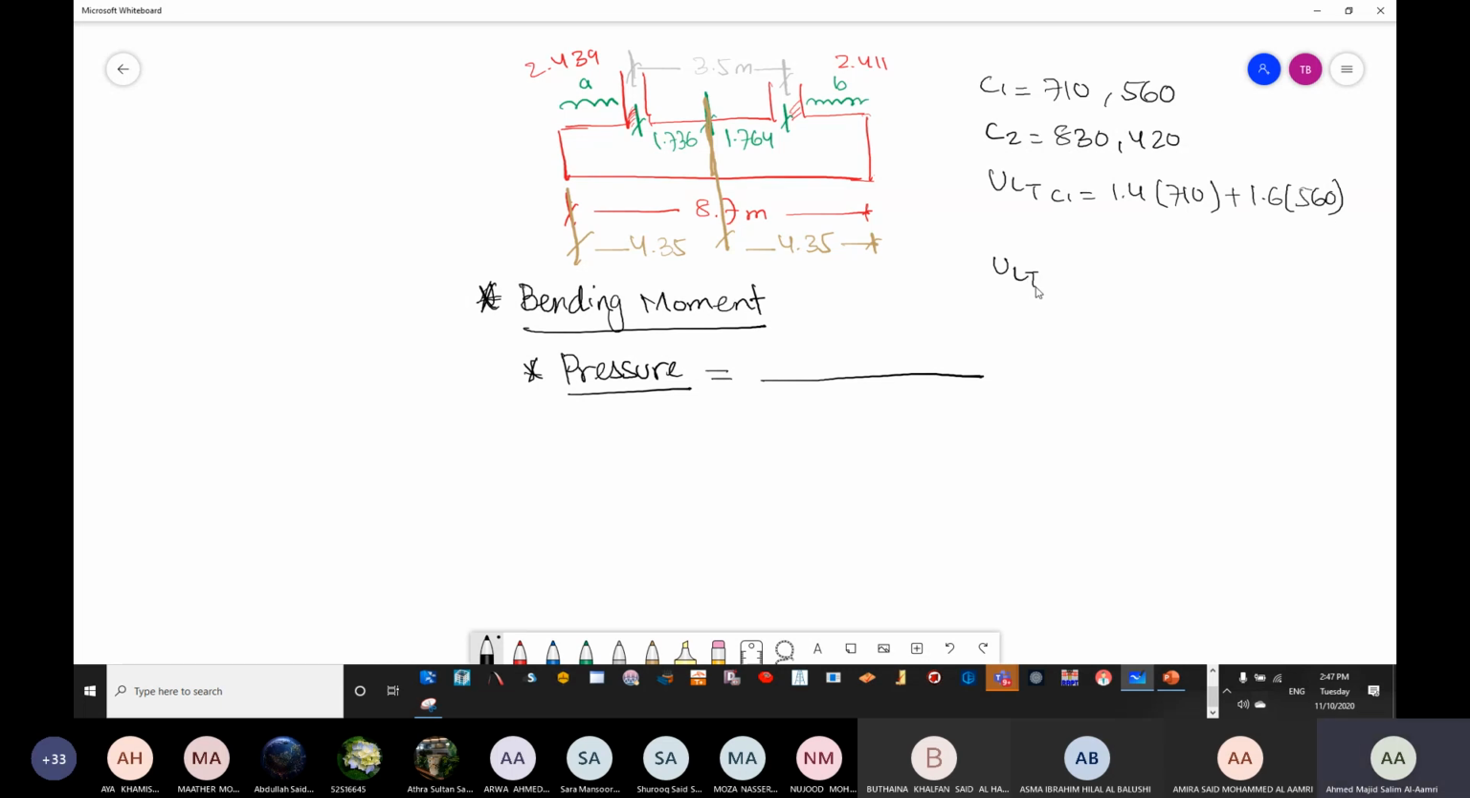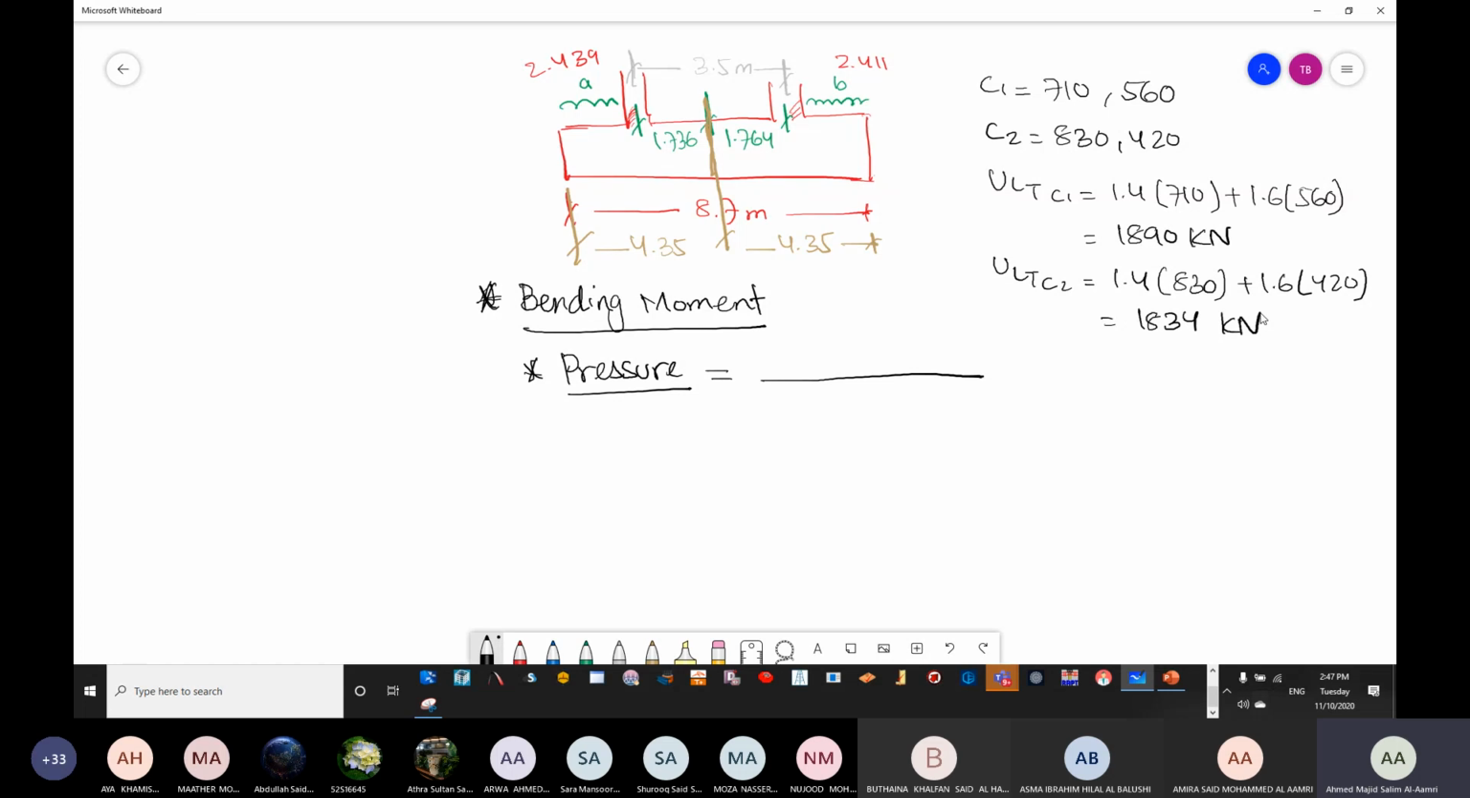And then we have ultimate for column number two. We have 1.4 into 830 plus 1.6 into 420. Now the first one, I believe it's 1,890, as Amira said. And then the second one is 1,834.